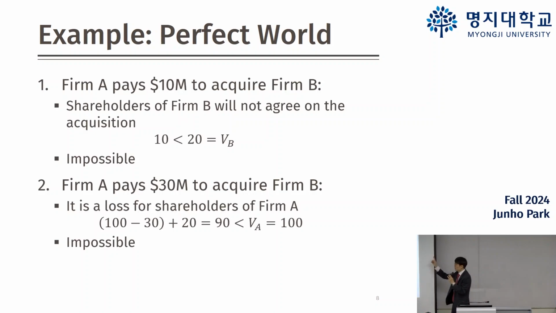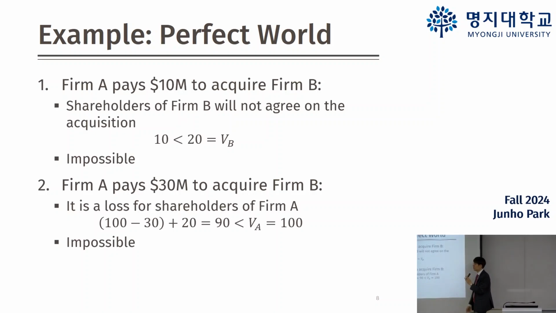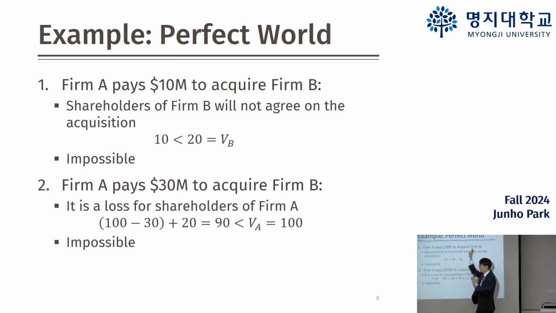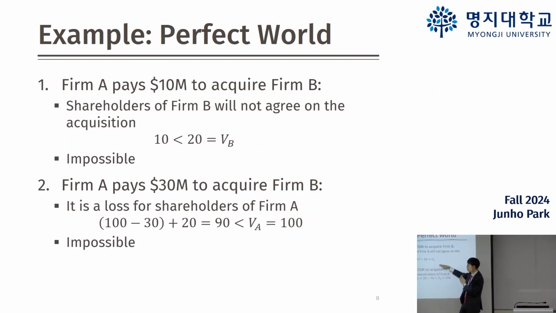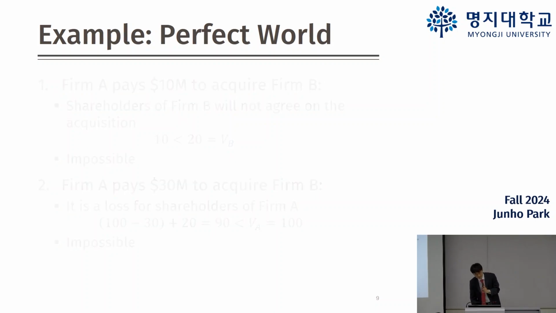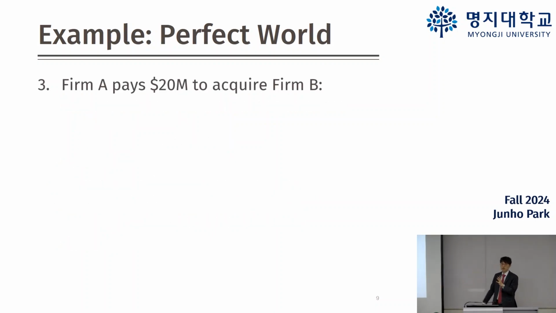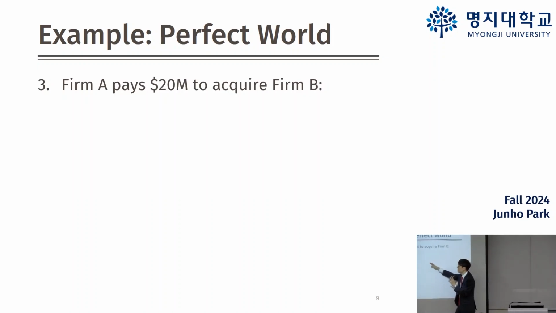Then now we have two conditions. When they offer a lower value, it is rejected by firm B, and when they offer a higher value, it is not possible because the acquirer would not make such a deal. So maybe the only way to make it possible is to give the fair value. So maybe they are going to say, let's trade your company for $20 million cash.